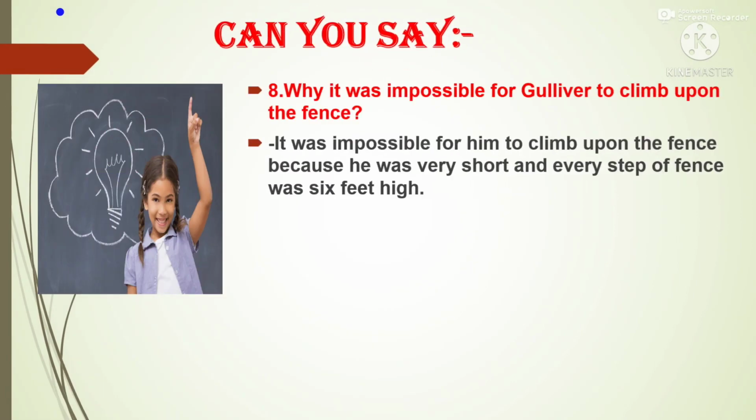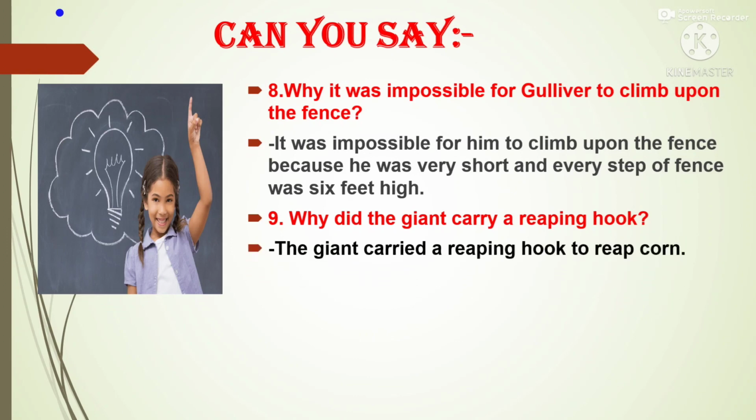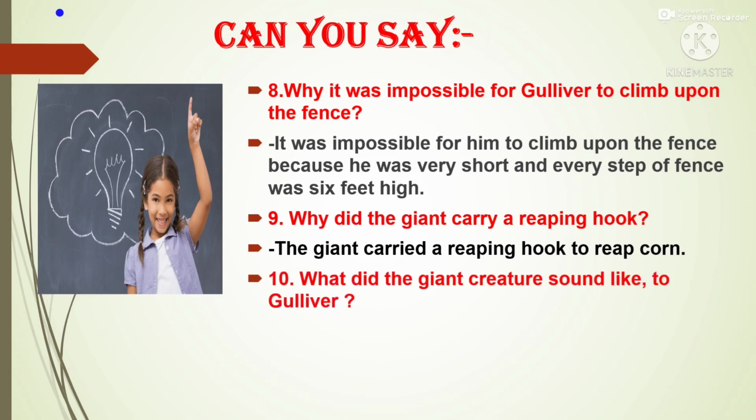Why was it impossible for Gulliver to climb upon the fence? It was impossible for him to climb upon the fence because he was very short and every step of the fence was 6 feet high. Why did the giant carry a reaping hook? The giant carried a reaping hook to reap corn. What did the giant creature sound like to Gulliver? The giant sounded like thunder.